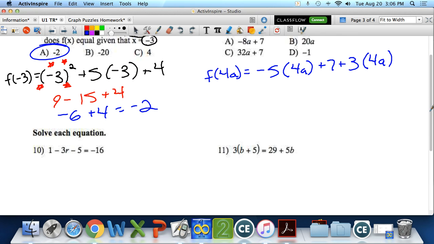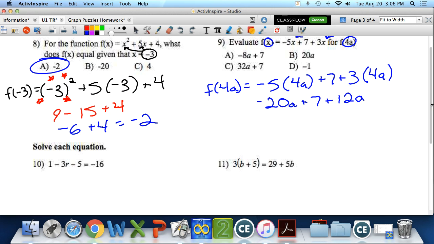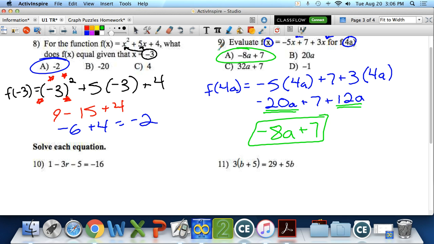Okay? Well, we start cleaning this up. -5 times 4 is -20a, plus 7 plus 12a, and I'm sitting there feeling pretty good about it. I'm like, okay, let's double check. Let's look at the answers, see if we're done. My answers all have either 2 pieces left, such as these 2, or just 1, so there must be some cleanup left to do. And I spot that cleanup pretty quickly. It's going to be like terms here and here. When I combine them, I get -8a plus 7, and that, in fact, is option A.